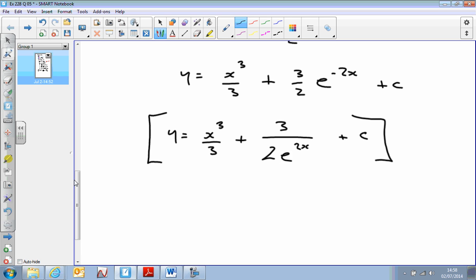And then if I had some initial conditions, if I knew a value for y for a given value of x, I could put those conditions in and work out what c was, which is what you're asked to do in the question in the textbook. So have a go. Any problems, email.